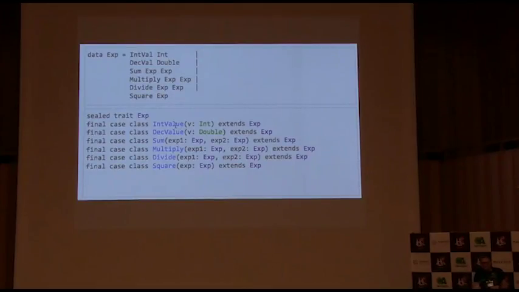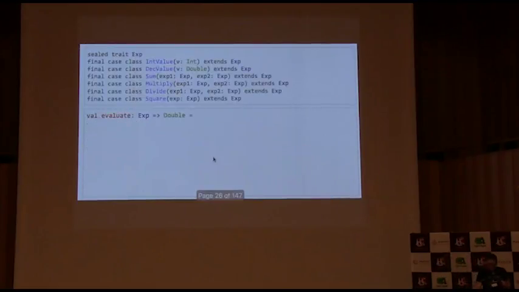And we have two leaves, int value and decimal value, which are also expressions, and it actually holds the value. That makes sense? Yes? Thumbs up? Thumbs down? Thumbs up. Awesome. So now we could actually write a function.